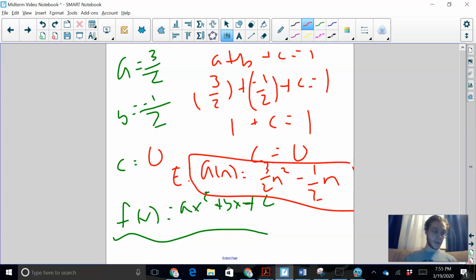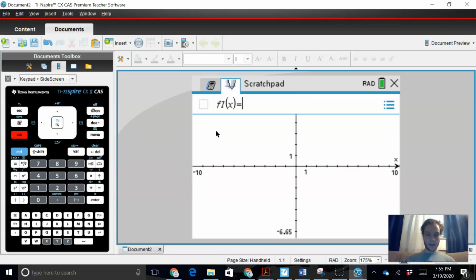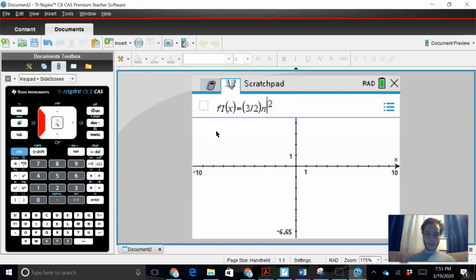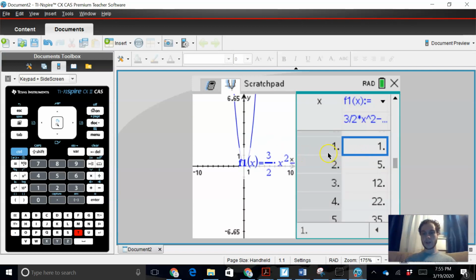For those of you with a graphing calculator, you can always double check this. If you go to the graph and you type in 3/2 n squared, it's going to be x squared on my calculator because I'm doing a function of x, minus 1/2 x. Type this in, enter it, and look at the table, and you should see that this table actually matches the one that we have originally started with.